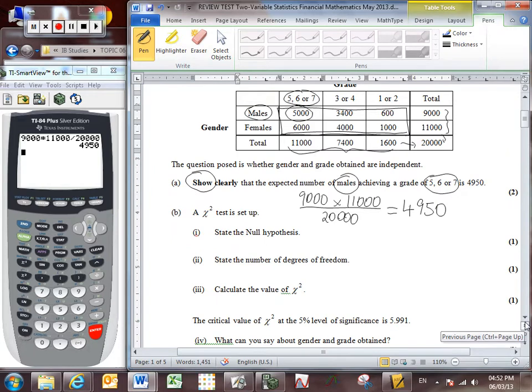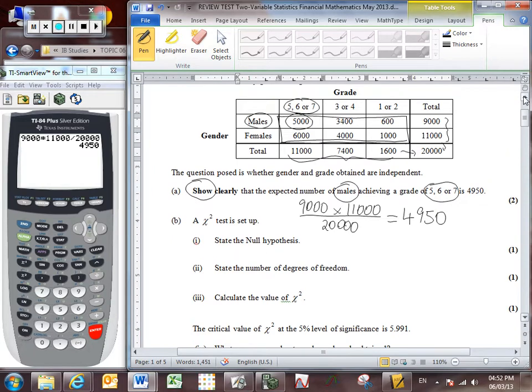State the null hypothesis. The null hypothesis is the one that says that they are independent, and here we're dealing with gender and grade. So the null hypothesis is that grade and gender are independent classifications, or if you prefer, independent variables. But I think the best word here is maybe factors.